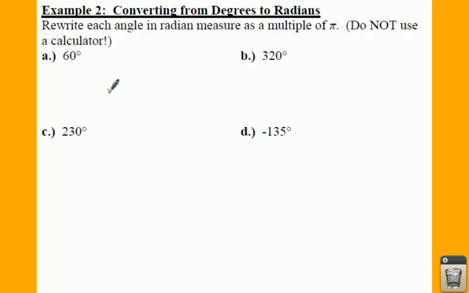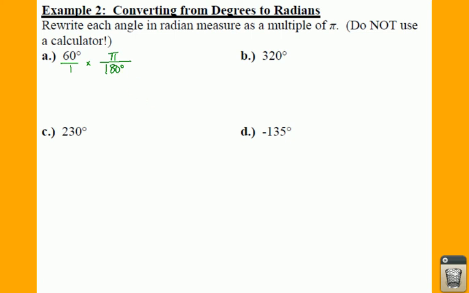So let's look at our first example here. We're going to rewrite each angle in radian measure as a multiple of pi, so you're going from degrees to radians. If this is 60 over 1, we need to make sure that if we have 60 degrees on the top left, we need 180 degrees on the bottom right. And how many radians equal 180? That would be pi radians.